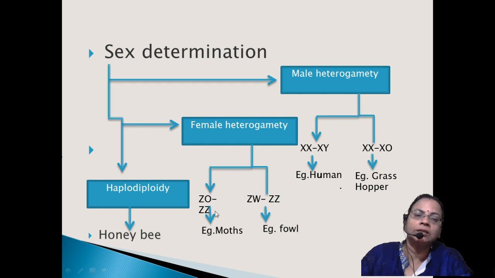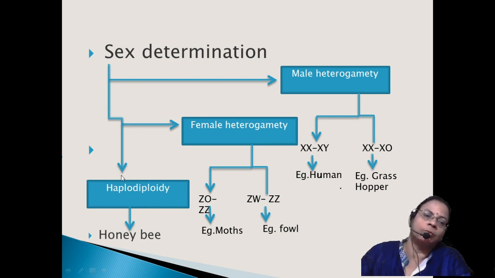Here the male is homogametic. Male is homogametic and female is heterogametic. Then ZW ZZ, fowl, that is the birds and all. The male is homogametic, Z bearing, and the female can produce two types of eggs. Either they can bear Z chromosome or they can bear W chromosome.